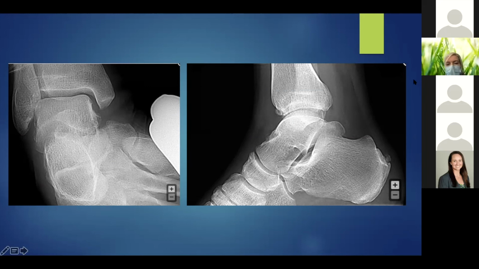No, I think what they're trying to show you, again, it's not a great test, but there's a little bit of asymmetry here as compared to here. Whereas this is not a great example either, but there is a little bit of widening, and I think this is what they're going after here.